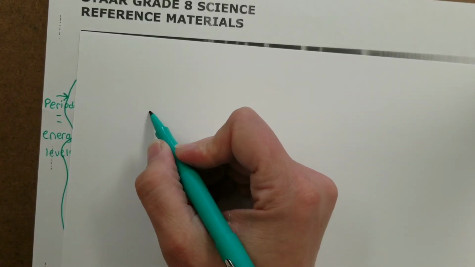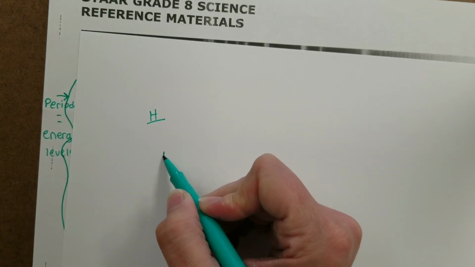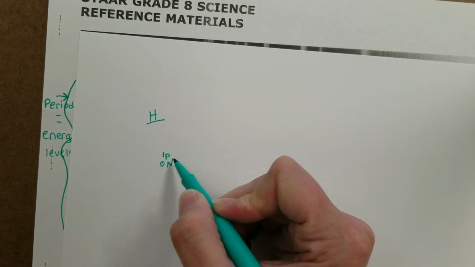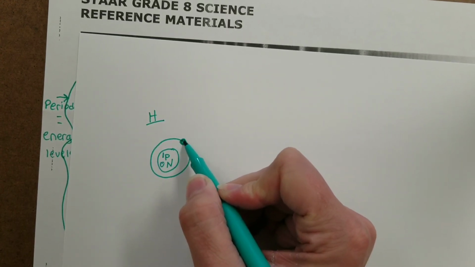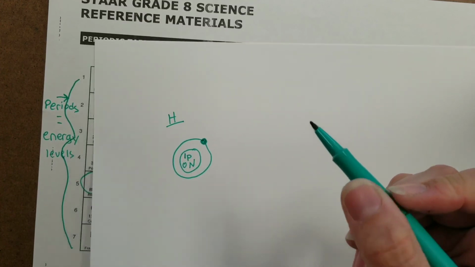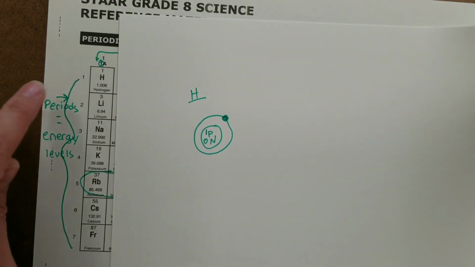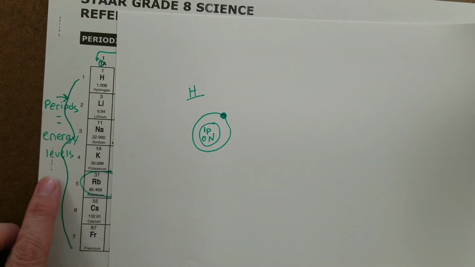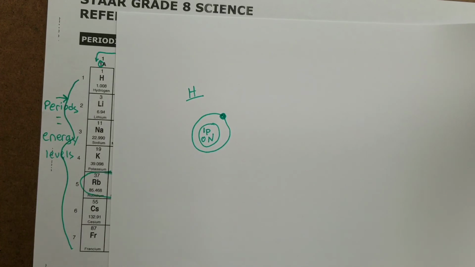If I was to draw hydrogen as a Bohr model, I would have 1 proton, 0 neutrons in the middle in my nucleus. It has 1 valence electron. That means 1 electron on the outer energy level. But then also look at this. We did periods, and we said the periods were the energy levels. This only has 1 energy level. So that's exactly true and right.